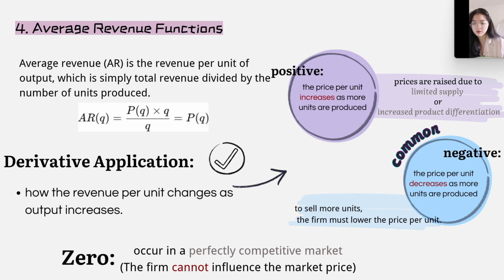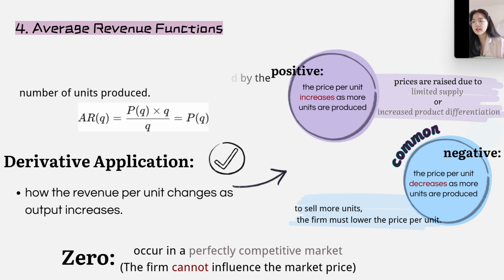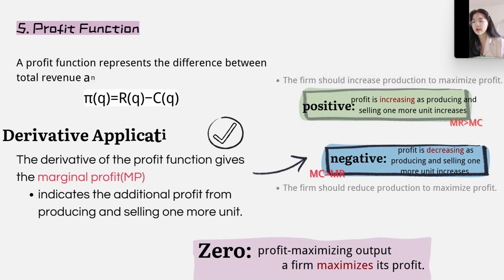If the derivative is zero, it often occurs in a perfectly competitive market where the firm cannot influence the market price. Then, let's see the profit function. A profit function represents the difference between total revenue and total cost. It can be written as P(Q) equals R(Q) minus C(Q).